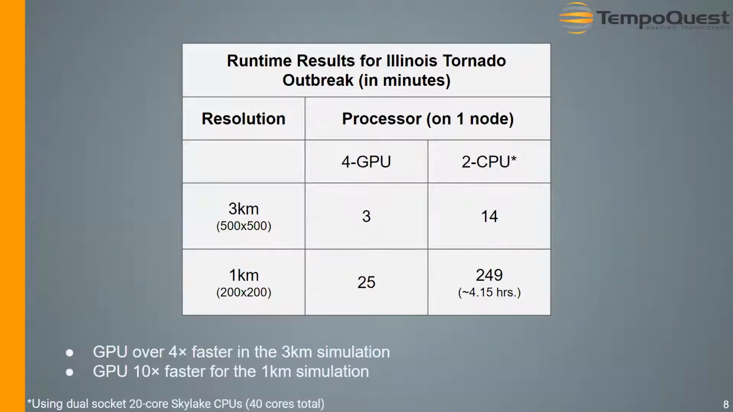For the 1 kilometer, a little bit of a smaller grid at 200 by 200, the GPU simulation finished in 25 minutes, whereas the CPU took about 4 hours. The GPU was over 4 times faster in the 3-kilometer simulation and about 10 times faster in the 1-kilometer simulation.